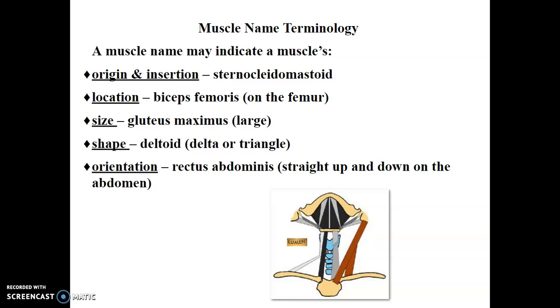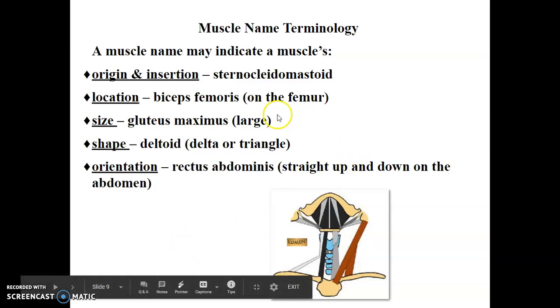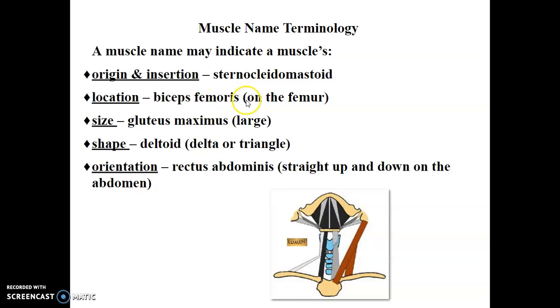Muscle names come from lots of different places. We're not going to worry about this too much. It could be where they start and where they stop. It could be the location, like biceps femoris is a muscle that attaches to the femur. Okay, it's found right there.